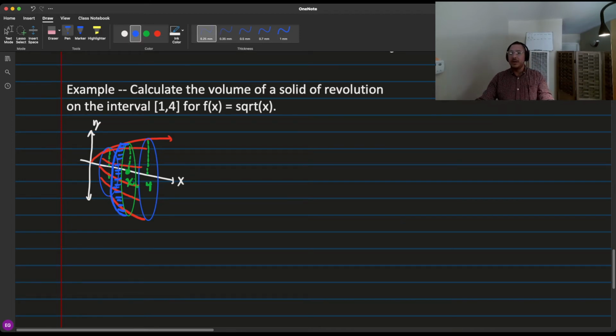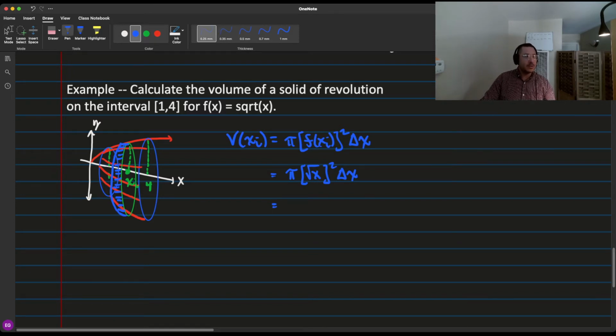So the volume for this disk is pi f of xi squared delta x, right? Now your function here is the square root, so you're going to have the square root of x quantity squared, right? Now because we're going from 1 to 4 and x is positive, the square root of something squared will just be a positive number. You don't need the absolute value. So they cancel and you get pi x dx. There's your volume formula for one of your disks.